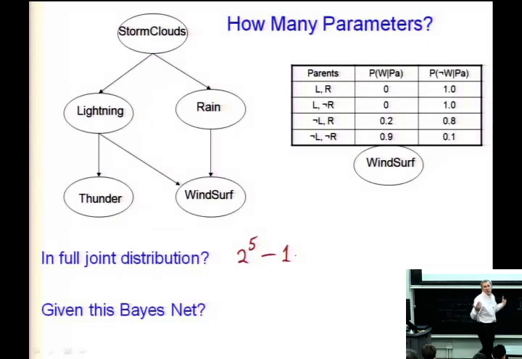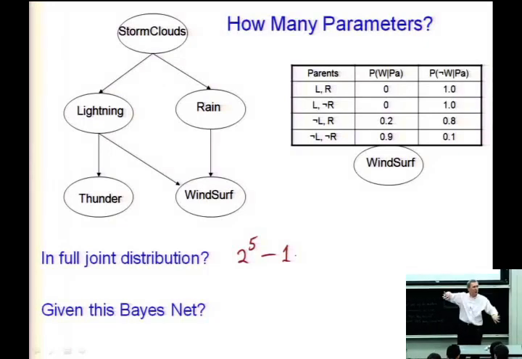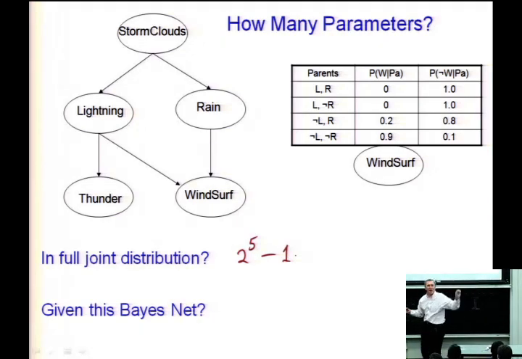Okay, and that's the same thing we said when we put down the joint distribution in table form. We had 2 to the 5th rows. We said, okay, we'll need to write down a value for the probability in each one of those rows except for 1. Okay, now what about this Bayes net? Well, let's start with windsurf. How many parameters do we need here, taking into account that some of these things sum to 1?